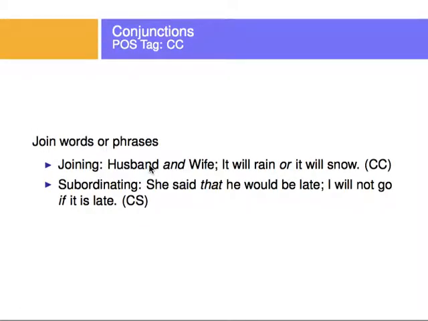There are conjunctions. So for example, they join words or phrases. So for example, husband and wife, right? It will rain or it will snow. That's CC, right? And then some subordinating conjunctions. She said that he would be late. This is blending this sentence and this one, right? I will not go if it is late. These are two sentences joined by this, right? Those are CS, the subordinating ones.